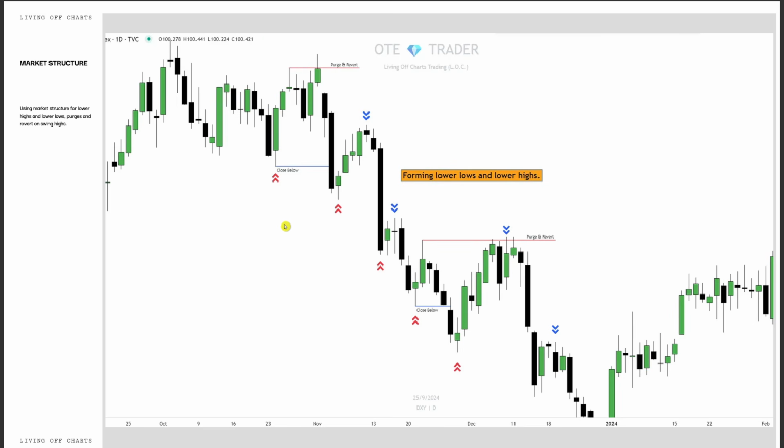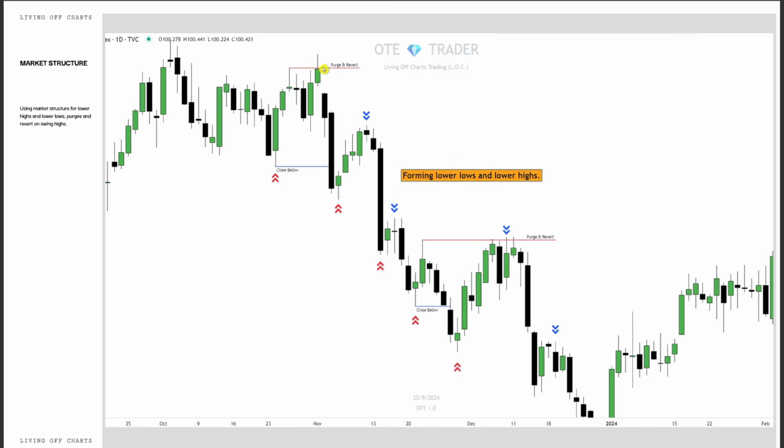Right, so let's look at market structure. Also a very good indication of where price is going, right? So using market structure for lower highs and lower lows, purges and revert on swing highs. If you're in bearish order flow, typically you'll see a purge and revert, which means price runs an old high, for example this one, right? But the candle closure is still below the high and then it pushes down, right? And we close below old lows. That's a stronger indication with market structure that price is going into bearish order flow.